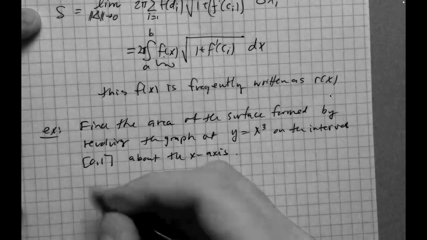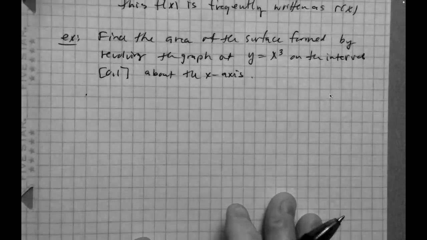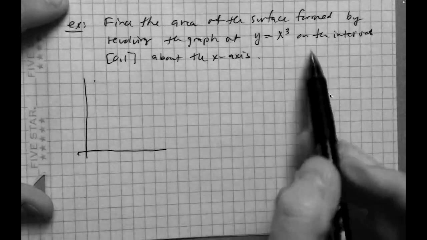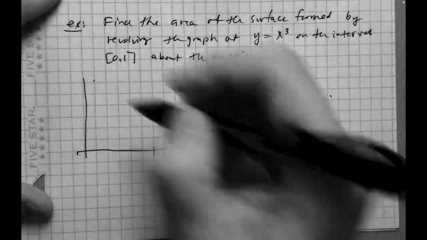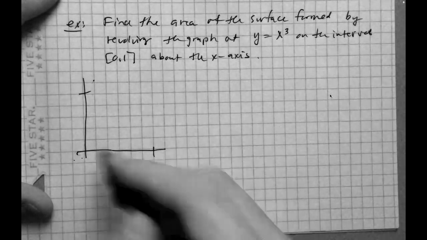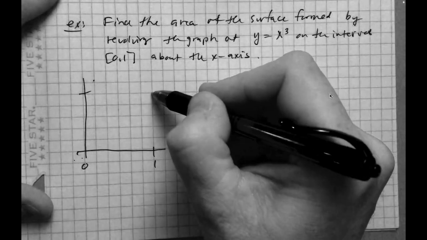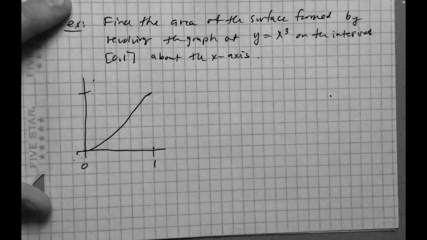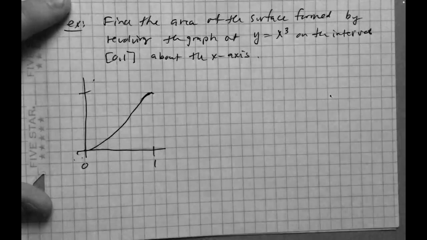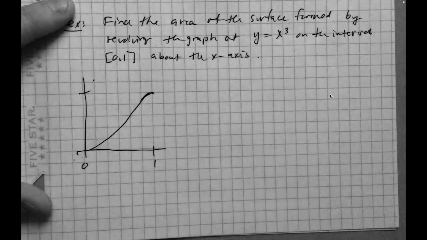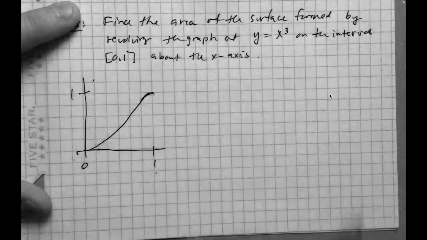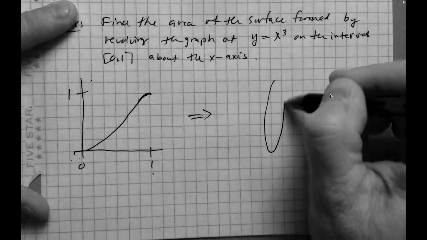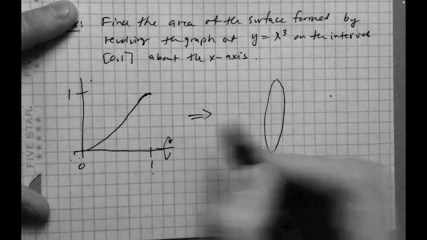All right, as per always, start with a picture. We're looking at y equals x cubed, and we're specifically looking at it on just the interval from 0 up to 1. It comes up like this over that interval. It's got a little bit of a lip here at the end, like it's flattening out. This is 1, and this is also 1. So you can imagine what this might look like if it was spun about the x-axis. It's coming around like this.